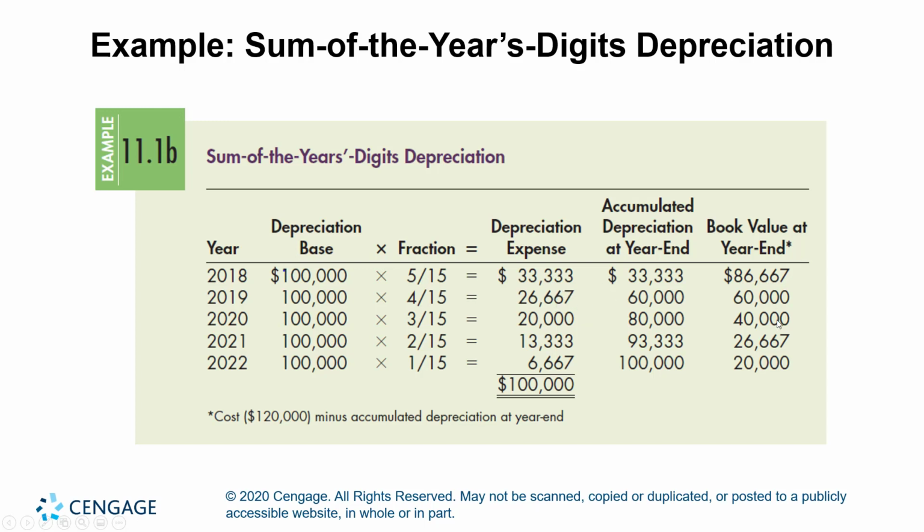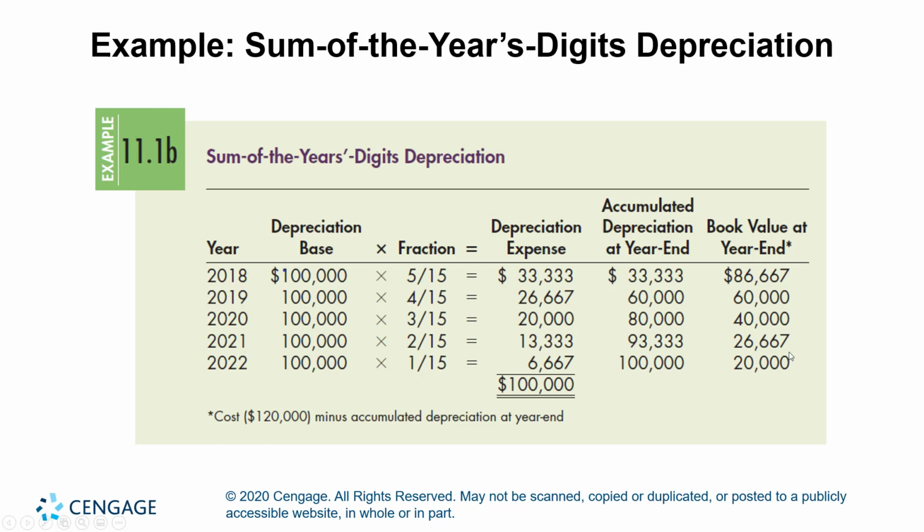And so if you do accelerated, you will have more depreciation expense and lower book value than on straight line, but you always get to accumulated depreciation of 100,000, and you always get to the residual value at the end of 20,000, no matter which depreciation method you choose. It doesn't change the ending amounts.